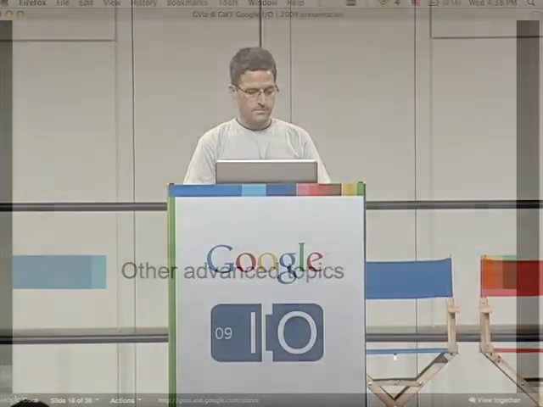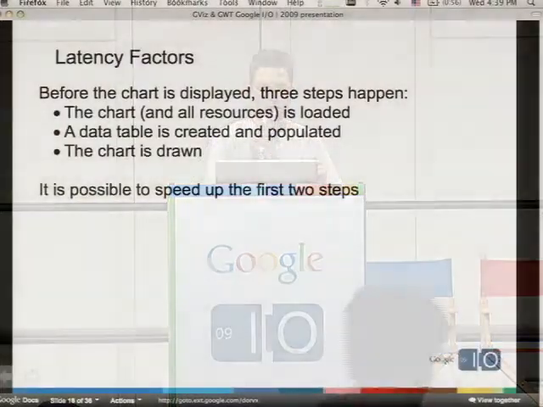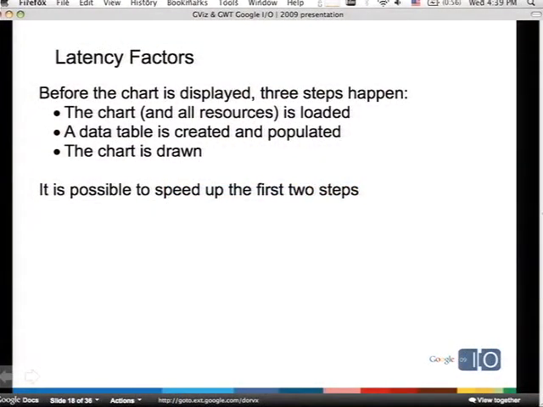Some other topics now. Let's start with latency. As we just saw, before any chart can be displayed, there are some things that have to happen. The first thing is that the library has to be loaded. Sometimes it's just the main library that includes the data table, the query and the core library. But if it's some sophisticated visualization, like the motion chart that we saw, or any other flash-based one, all of the resources have to be loaded all the same.